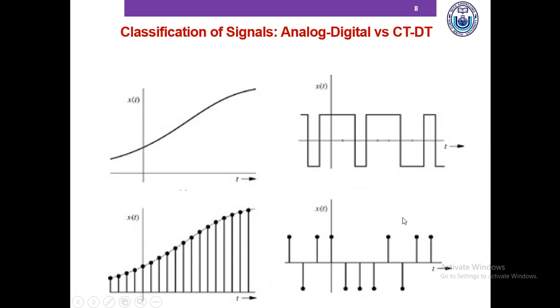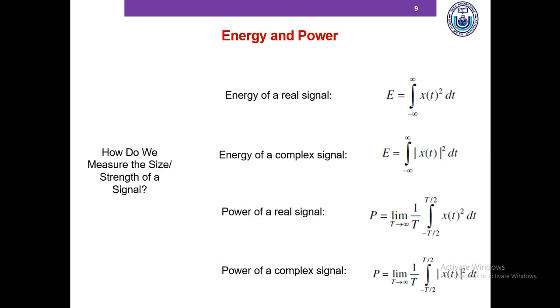So all four combinations are possible. This signal is continuous time and analog. This signal is continuous time and digital. This signal is analog in discrete time, and this signal is digital and discrete time. So it doesn't mean that if a signal is analog or digital it cannot be continuous time or discrete time. Everything remains open. Now we're going to ask: how do we measure the size or strength of a signal?